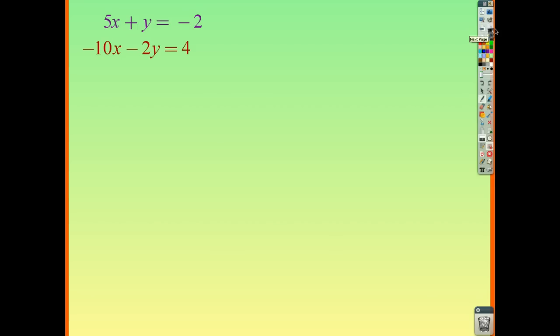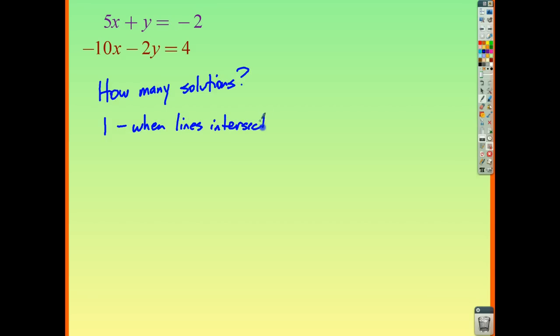All right, well, let's do another idea here, okay? Instead of solving this, let's put this into a place where we can decide how many solutions this system of equations is going to have. So I have two equations here. Let's try to figure out how many solutions it has. How many solutions are there? Okay, well, let's review. We know that there is one solution when the lines intersect. And then we just reviewed that there'll be 0 solutions when the lines are parallel.